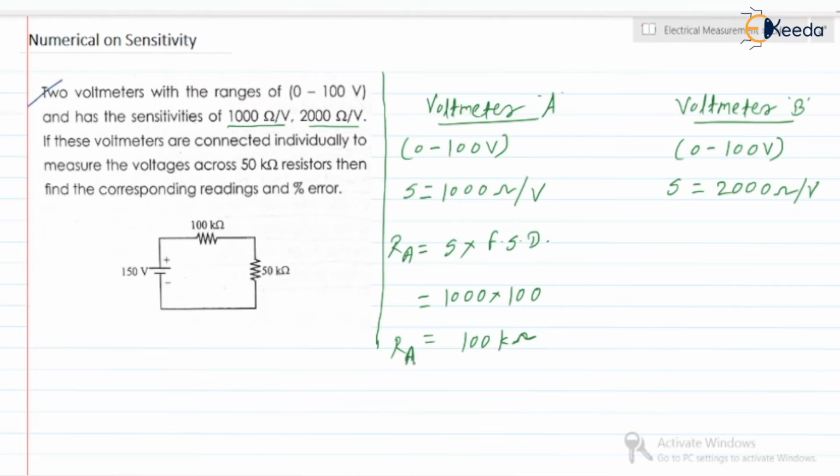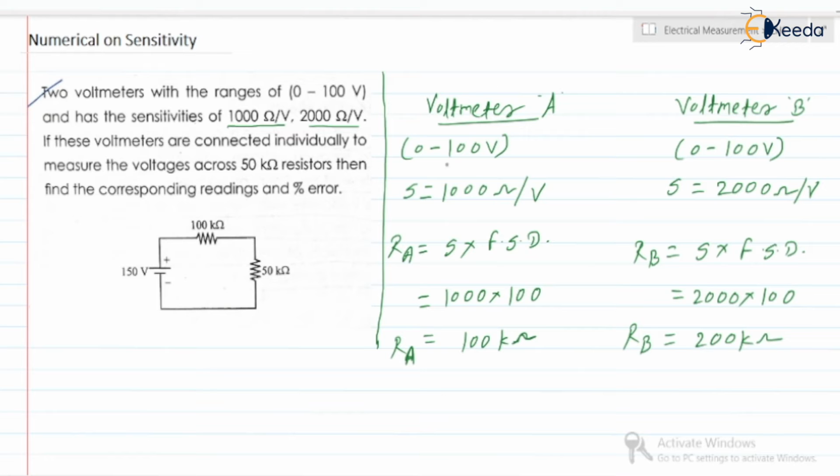Similarly, can we find the resistance of the second voltmeter? Yes, Rb is equal to S into full scale deflection. The sensitivity is 2000 and the full scale deflection is 100. So Rb is equal to 2000 into 100, which is 200 kilo ohm. This is the total resistance of the second voltmeter, and that was the resistance of the first voltmeter.